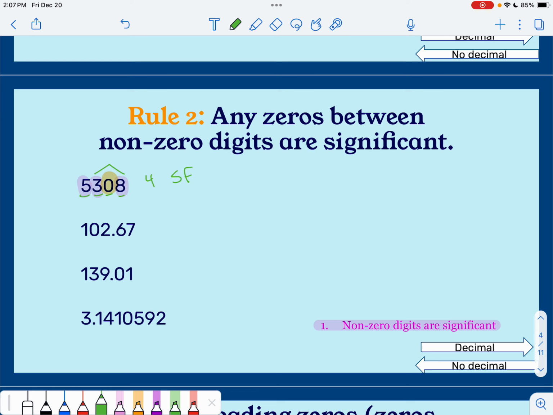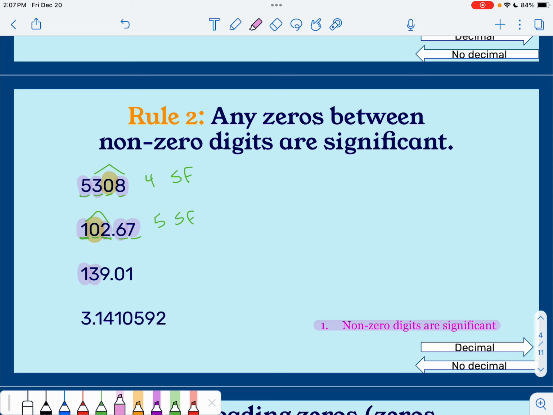Let's do the second example. Again, because of rule 1, we can mark all of the numbers that are not 0 right away because those are significant from rule 1. What about this 0? Well, we just learned that if it is sandwiched between two non-zero numbers, it becomes significant. So right there, that 0 is significant because the 1 and the 2 are hugging it. So let's count. 1, 2, 3, 4, 5. 5 significant figures.